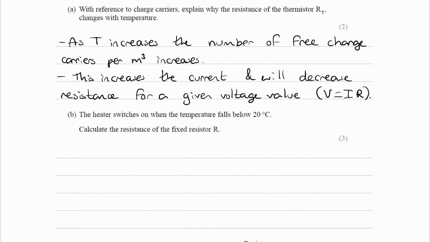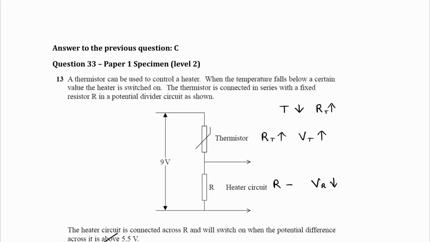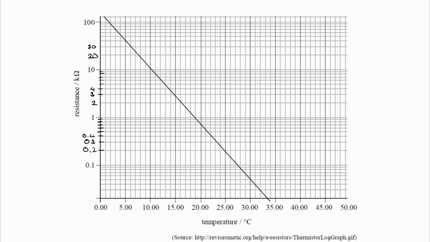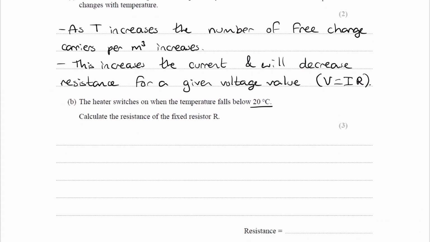And for part B, the heater switches on when the temperature falls below 20 degrees Celsius. Calculate the resistance of the thermistor. So if you look at our graph, 20 degrees Celsius corresponds to this point on our graph. Let me get rid of some of this. And it corresponds on the y-axis to this point, which is 0.7 kiloohms. So the resistance of our thermistor is 700 ohms.